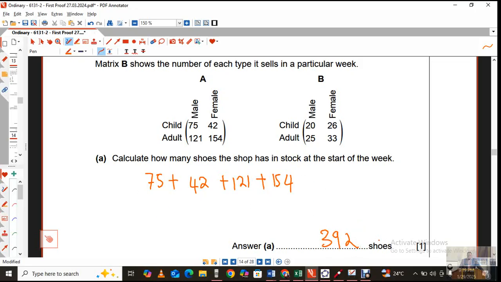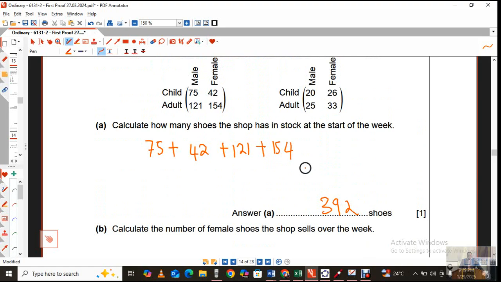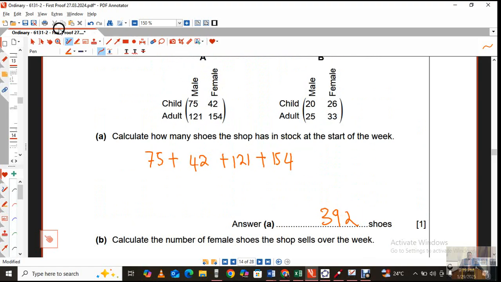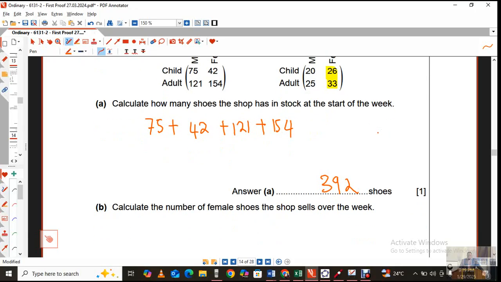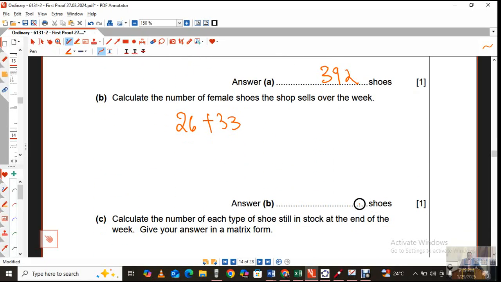1 mark. When you come to part B, calculate the number of female shoes the shop sells over the week, rather. The ones that they sell. Female, that means you come here. You come here. Female. Just add those ones together. It's very straightforward. 26 plus 33. That's 26 plus 33. Guess what? The answer is 59. It's 59.